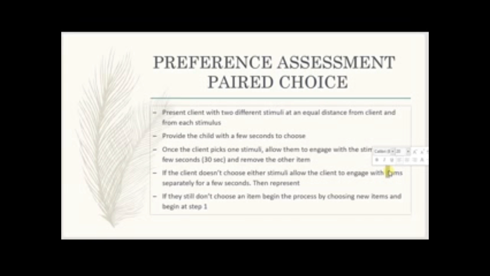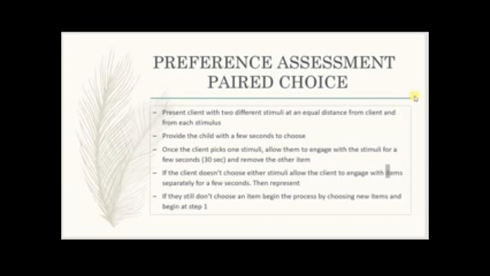So you provide the child a few seconds to choose. Here your SD would be pick one, choose one, which one. Once the client picks one of them, you allow them to engage with that stimulus for a few seconds, approximately 30 seconds, and then you remove the other item. So the child has the ball and the Play-Doh in front of them, and the child picks up the ball. You allow them to play with that ball for 30 seconds, and then you remove the Play-Doh.